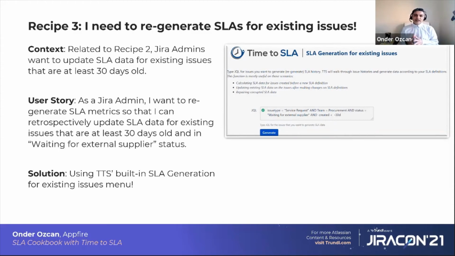And I have to mention the fact that we recently revamped this menu as well. It has additional capabilities for providing, let's say, how many threads should be running behind the scenes so that you can speed up the process. You can have a performant regeneration capability when it comes to big and large enterprises who are heavily relying on Time to SLA and creating many SLA configurations for their environment. Yeah. So moving on to the next one.